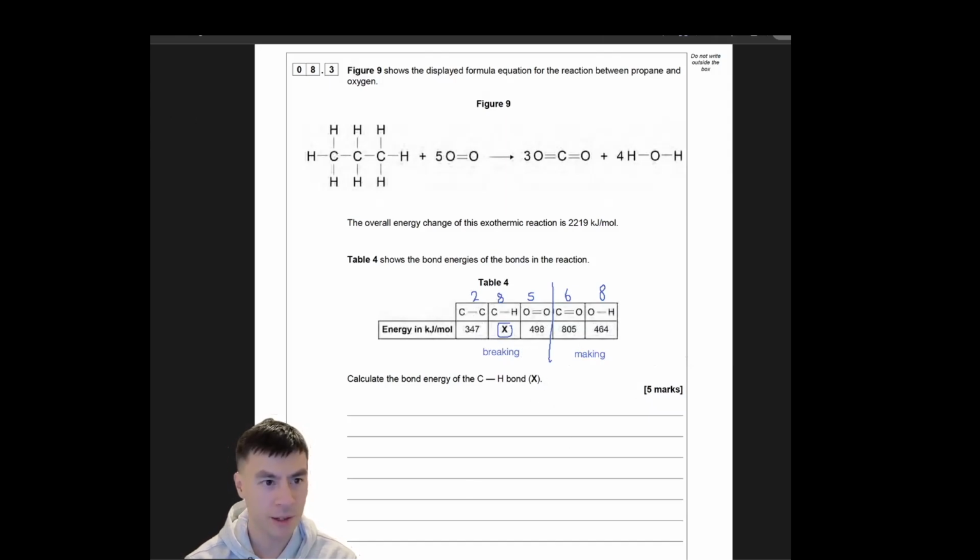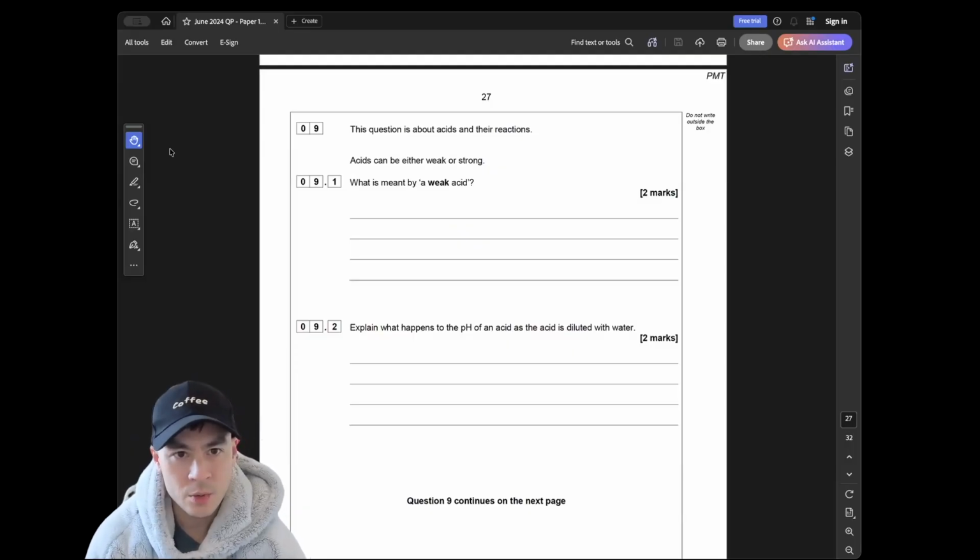through this, it's 5 marks. Question 9. This question is about acids and their reactions. Acids can be either weak or strong. What is meant by weak acid?